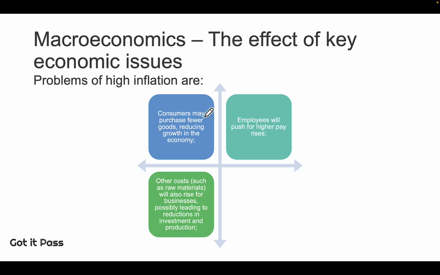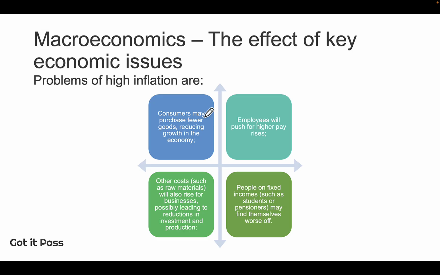And other costs, like raw materials, will also rise for businesses. It's possible for firms to make a decision to hold back or reduce investment and production, because they have uncertainty about the price level of, say, the raw materials. They would like to keep more cash instead of investing for the future. So they are a bit hesitant to invest due to very high inflation in the economy.